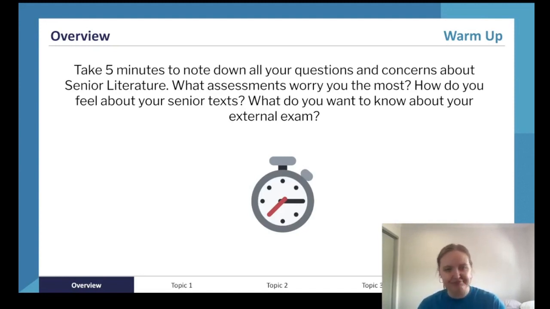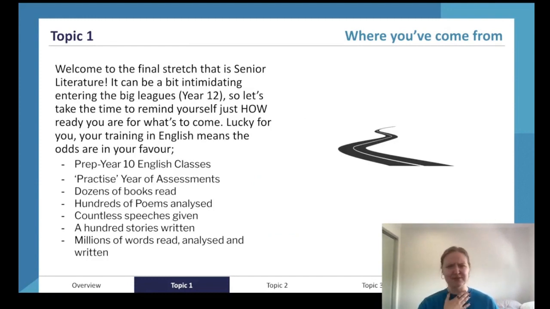So let's start off our session today by thinking a little bit about where you've come from. As you're heading into a senior year of high school, the pressure can feel like it's building. It's a hectic time, there's lots going on. It can feel a little bit intimidating to take on everything that is the senior year.